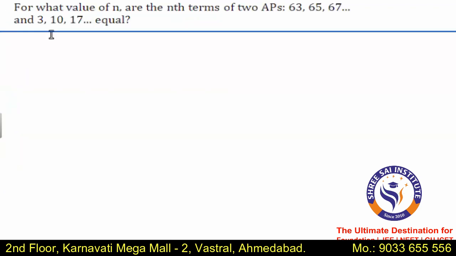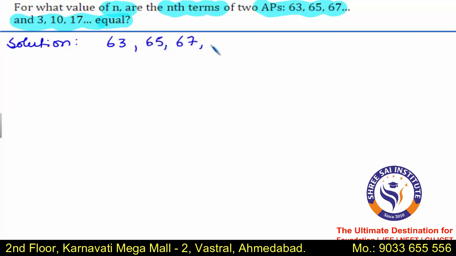This question says, for what value of n are the nth terms of the two APs equal? Let's begin with the solution. And here we are given two APs. The first AP has terms 63, 65, 67, and so on. And the second AP has terms 3, 10, 17, and so on.